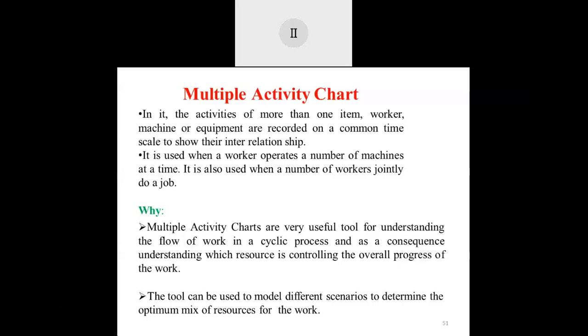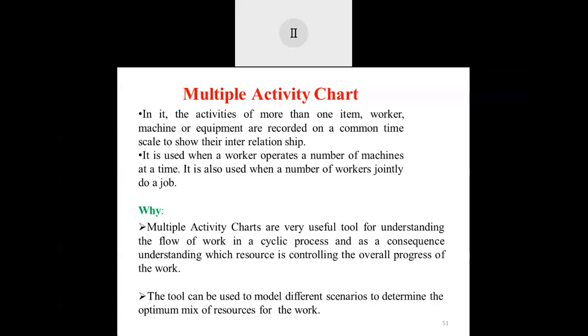Multiple activity charts are a very useful tool for understanding the flow of work in a cyclic process, and as a consequence, understanding which resource is controlling the overall progress of the work. So with this multiple activity chart, we can understand the flow of the work in a cyclic time. Also, we can understand how the resources control the overall progress of the work. So the tool can be used to model different scenarios to determine the optimum mix of resources for the work.